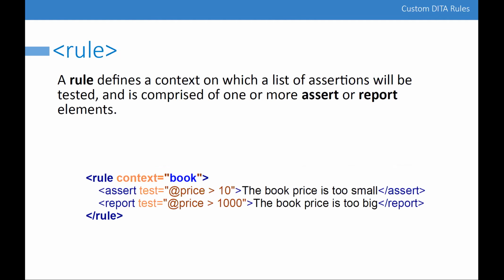Then you have the rule element that allows you to define the context. In my case, it's a book. So I want to check the book price. So I define a context, which is the book, and then the asserts and the report are grouped inside the rule and are referring to the book price.